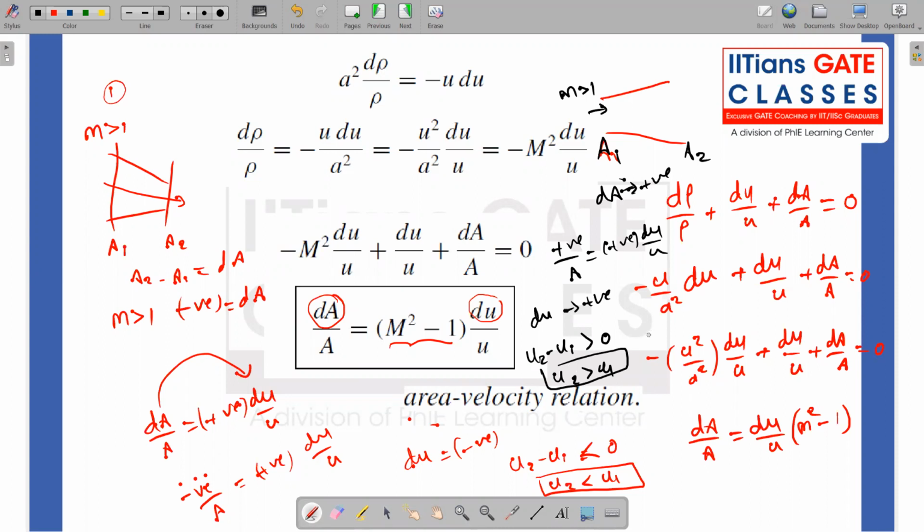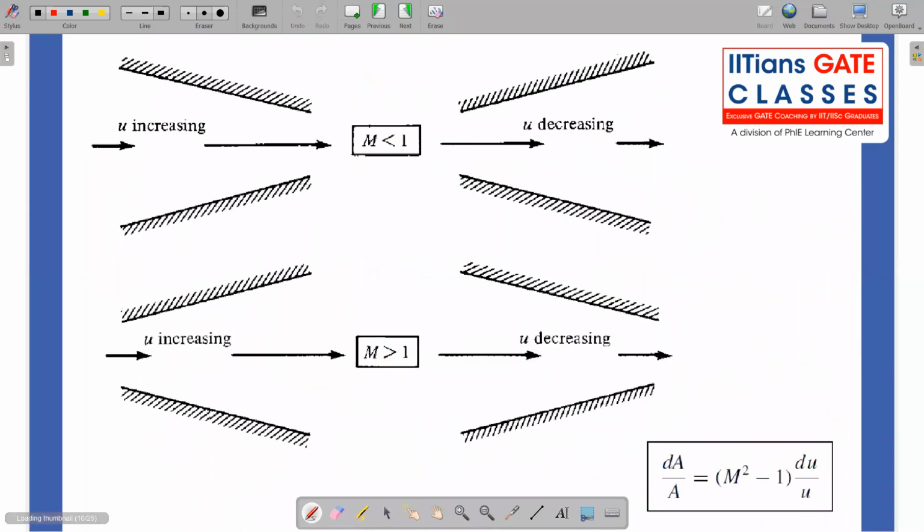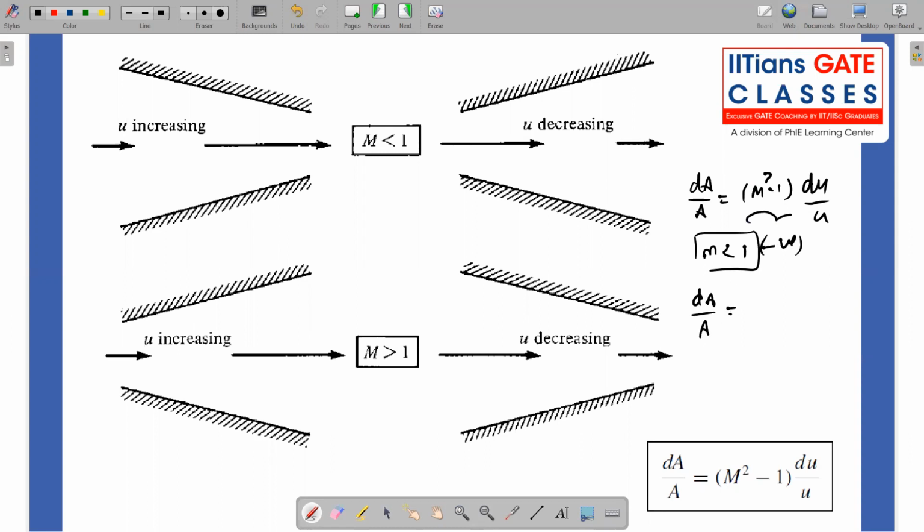So what does this say? In a diverging duct, if the inlet condition is supersonic, the flow is going to accelerate, right? You can also do a similar argument for the subsonic case, when M is less than 1. So if M is less than 1, what happens? I have dA by A equal to (M² − 1) times du by u. If M is less than 1, this quantity becomes negative, right? So dA by A equals a negative number times du by u.